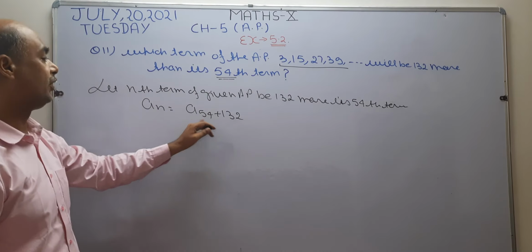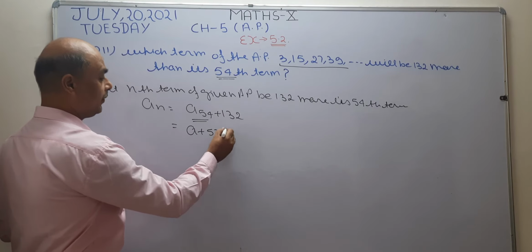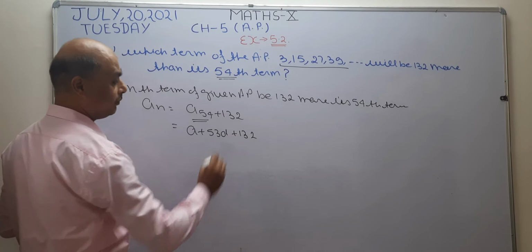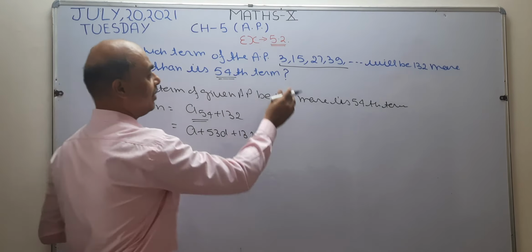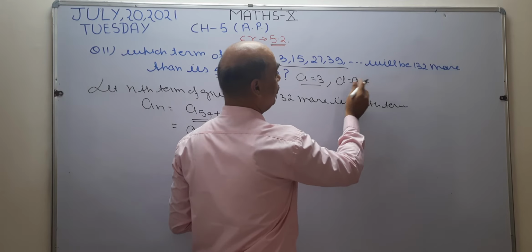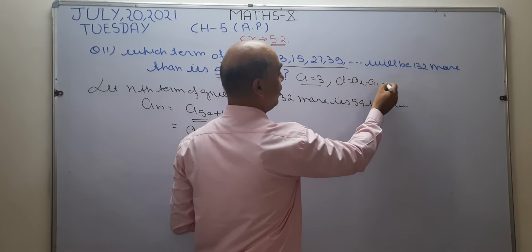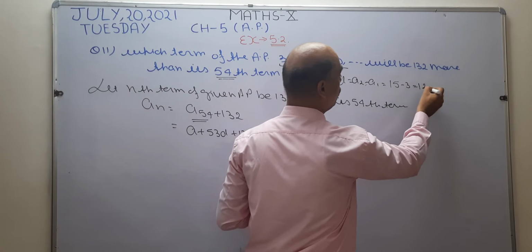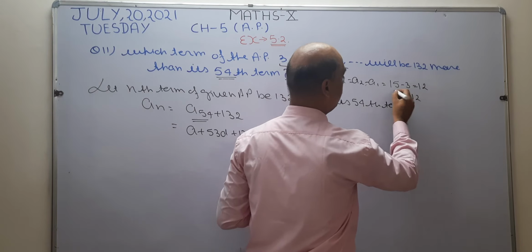Now how do you find the value of a54? A plus 53d. 132 is going to remain the same. Now from the given AP I want to find the value of a. What is the value of a? 3. The first term of the AP is known as a. Now d stands for common difference. To find the value of d, the formula is a2 minus a1. From the second term I want to subtract the first term. So write here 15 minus 3 which is equal to 12. So the value of d becomes 12.